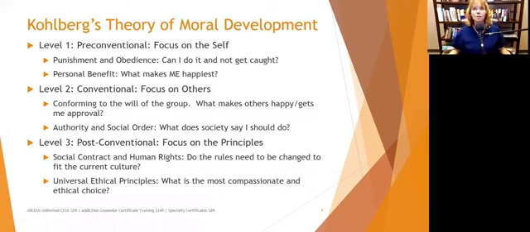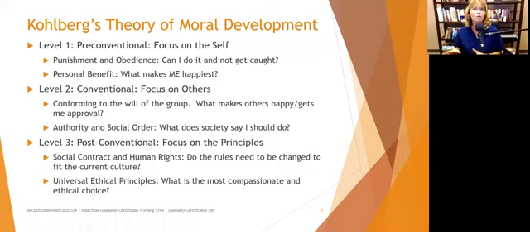Kohlberg's levels of moral development. Level 1 is pre-conventional. The focus is on the self. Can I do it and not get caught? The question the person asks or the child asks is, what makes me happiest? And you'll notice there are no ages on this, because Kohlberg said that not everybody develops into future moral stages, but this is generally what we see. Generally, pre-conventional is your younger children. What's going to make me happy? How can I get away with it?